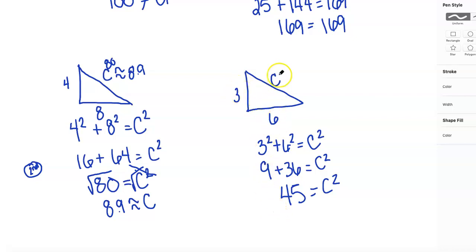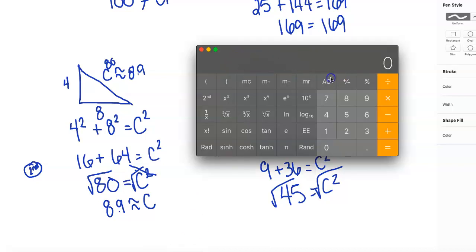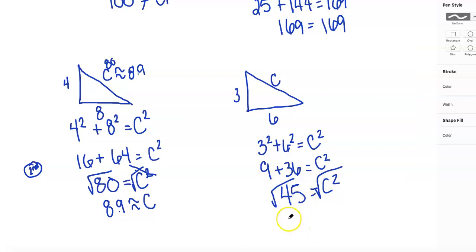Again, 3, 6, and 45 don't make sense. Take the square root of it. Again, get your calculator out. Type in 45, hit your square root, and you're going to get 6.7. Again, square root and square cancel each other out. So C is approximately, remember, approximately is about 6.7. All right, here we go.